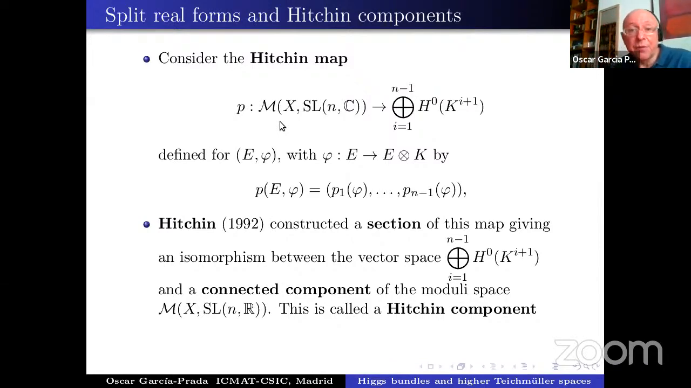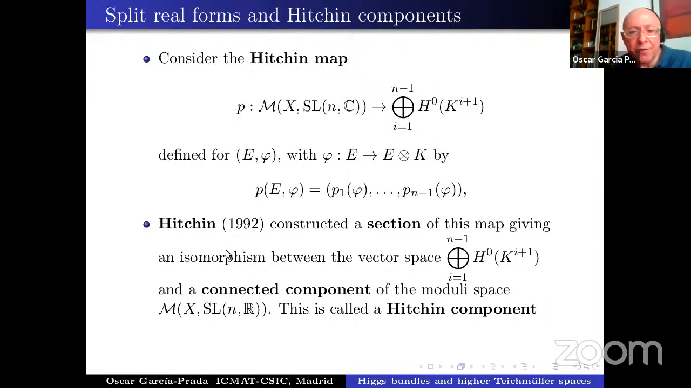Remember that this was a vector bundle and Phi was this endomorphism twisted by the canonical line bundle. And so we can evaluate Phi in those polynomials, and we land in this direct sum of holomorphic sections of these various powers of the canonical bundle. Right. So this is the Hitchin map, and the study of this fibration is a beautiful subject that is very relevant in many areas, in particular in the Langlands program, both the original program and the geometric program.